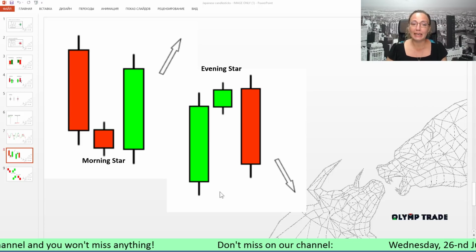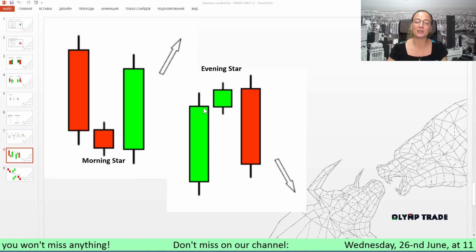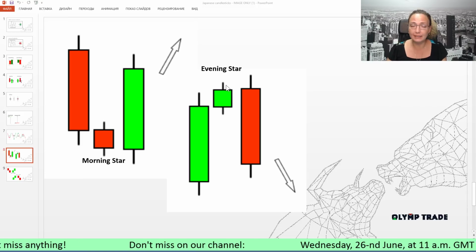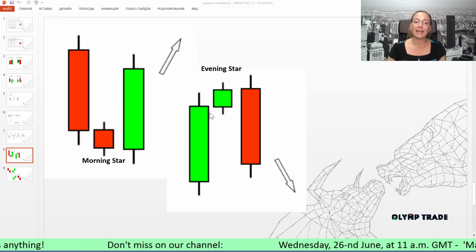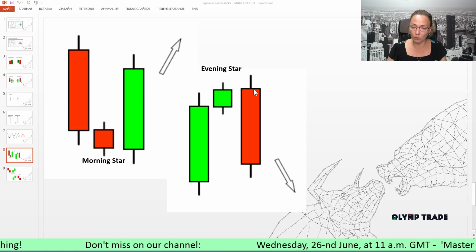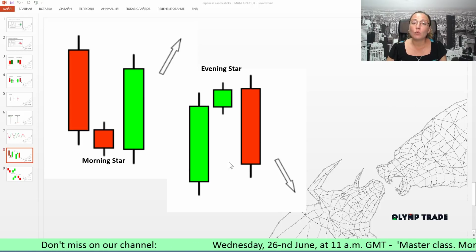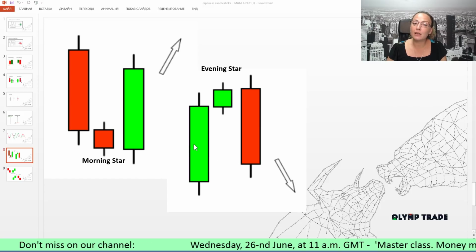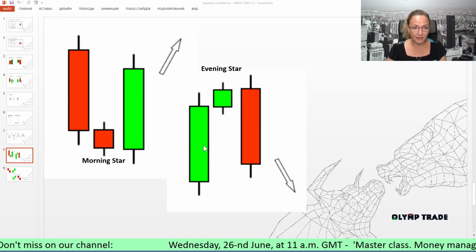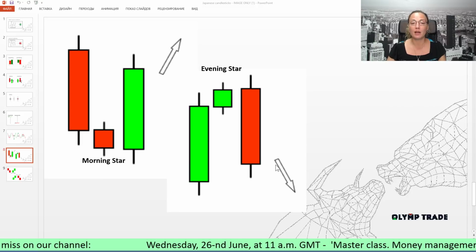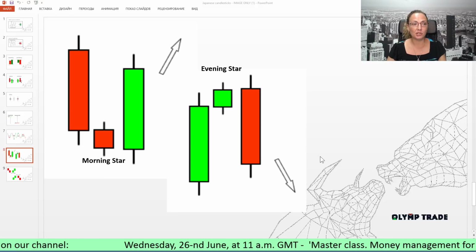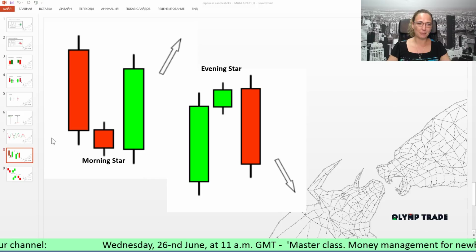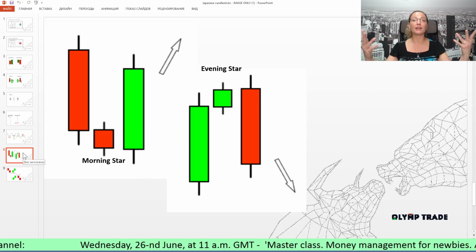bearish counterpart. Our first candle will be bullish. The second candle will have a small body. It does not matter if it's bullish or bearish. And the third candle will open above the first candle and close within the first candle, preferably below the midway point. This is a possible reversal to the downside. Just please do remember that we look at the end of a trend.